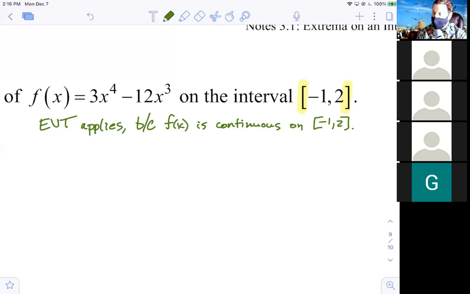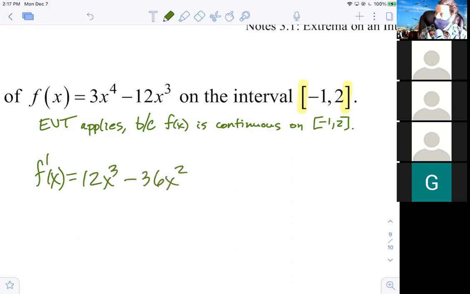So we need to find the critical values, right? So let's find the derivative. F prime of x is going to be 12x cubed minus 36x squared. Now remember, I told y'all to always consider the ones where the derivative is undefined first. The derivative of a polynomial is another polynomial. So is that derivative ever undefined? No. So at least we've considered it and not just forgotten to consider it.